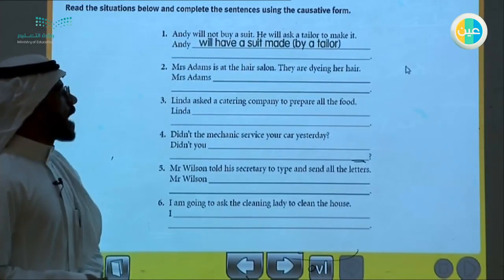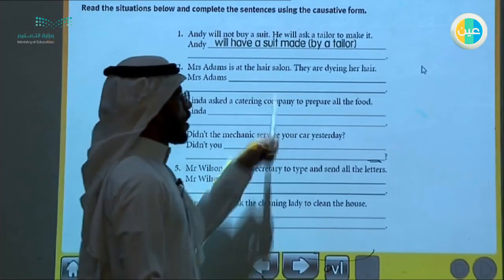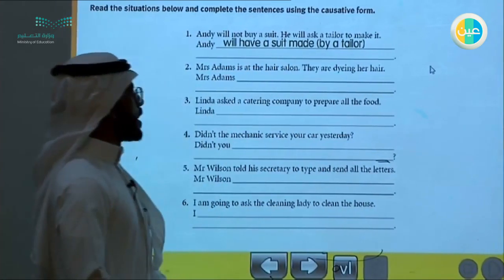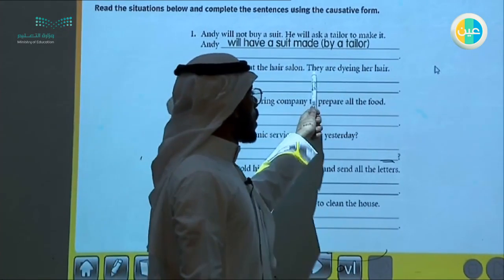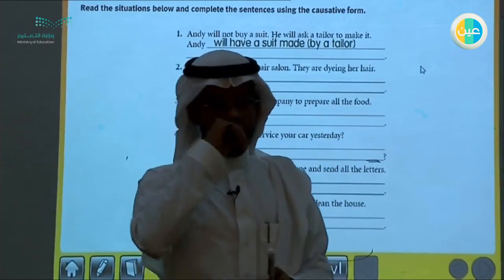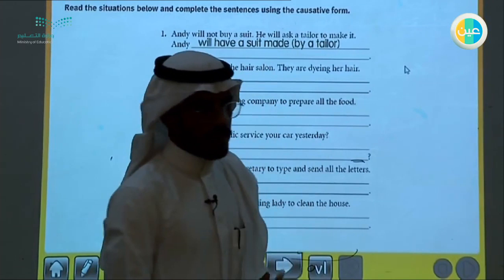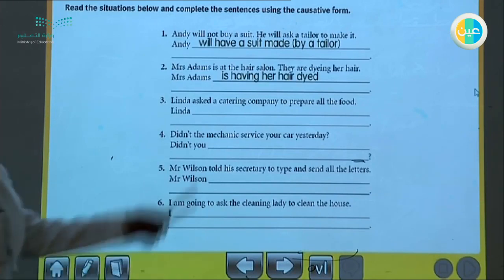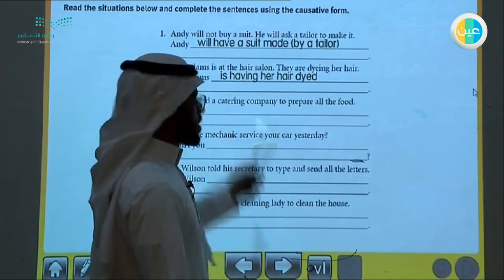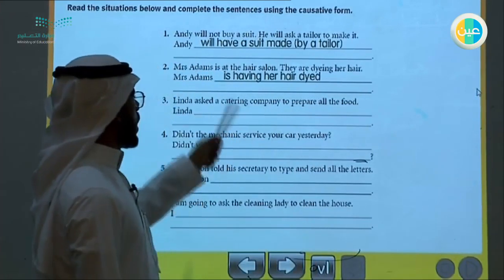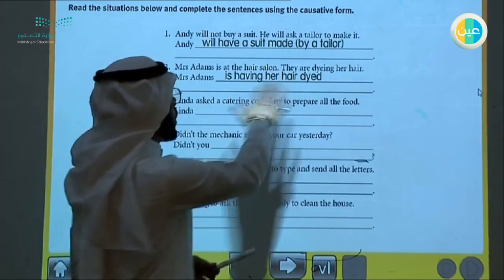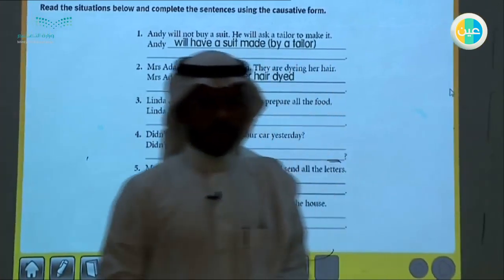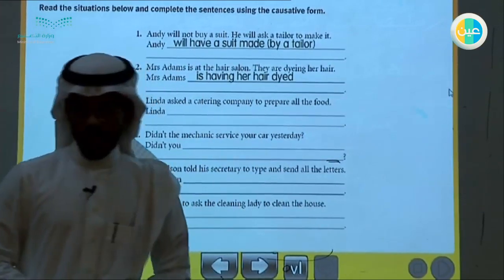Number two, Mrs. Adams is at the hair salon. They are dyeing her hair. This is present progressive. So we will say Mrs. Adams is, because it's singular, we use is. Have, we add ing. Her hair, the object, dyed. The verb in the third form, because it's regular, so we will add ed.